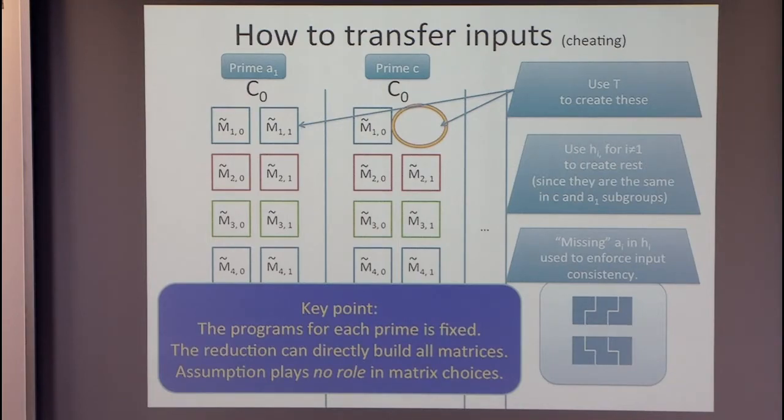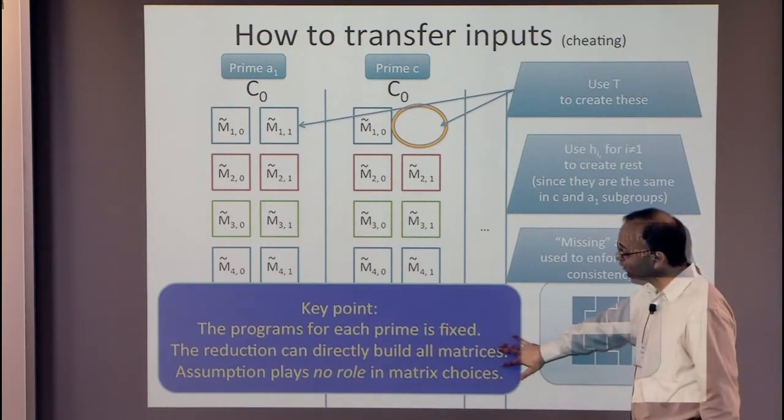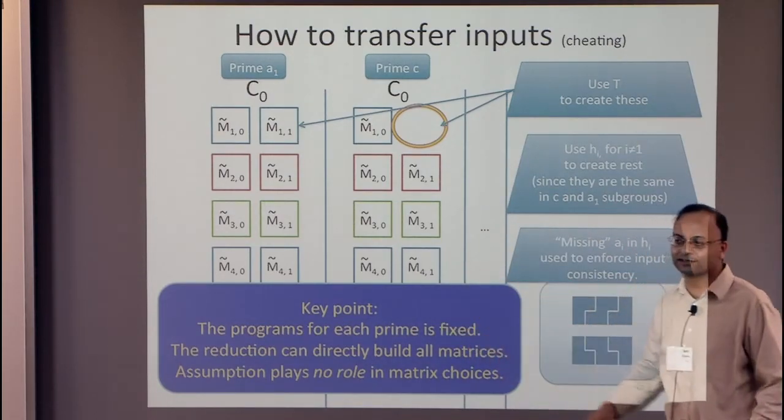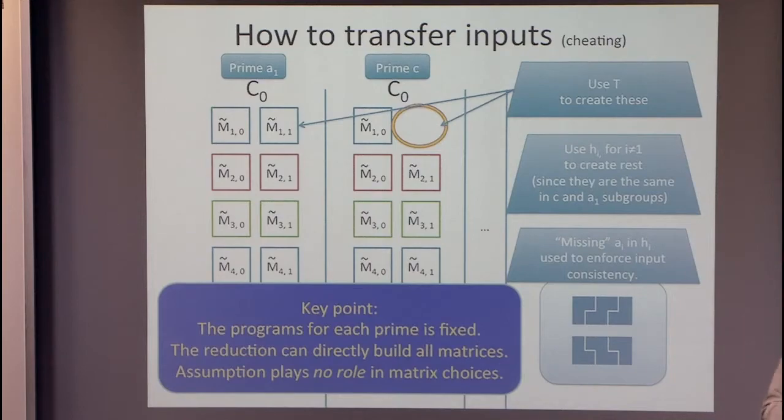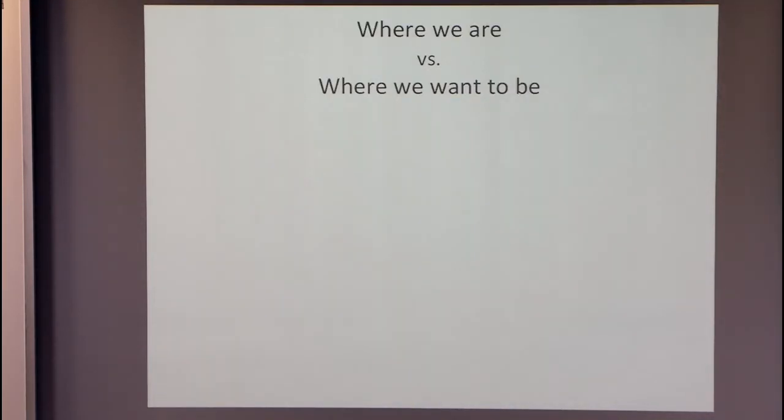If you think about it in that if-then thing that I showed you, the two cases, right, that are known to the reduction, P0 and P1, they tell you what the programs are. It's only the inputs that get moved around, right? So that's really critical, and it allows the reduction just to directly build all these matrices. It doesn't need to take them from the assumption or anything like that. It can just build them itself. Okay. All right.